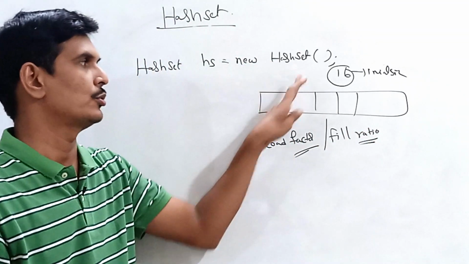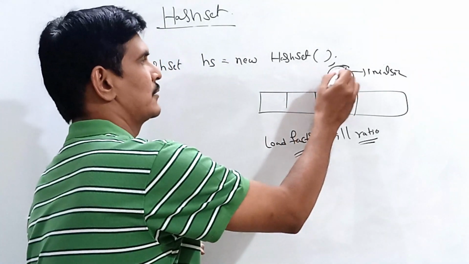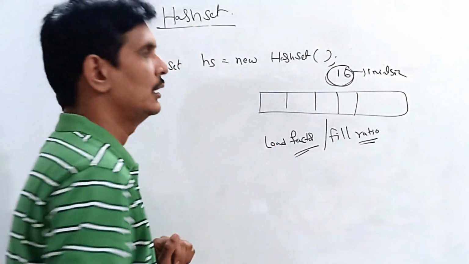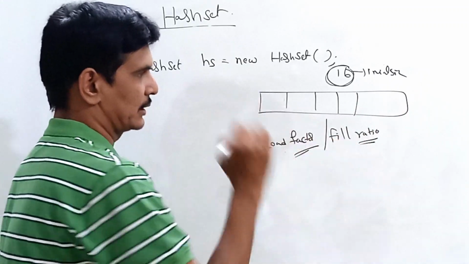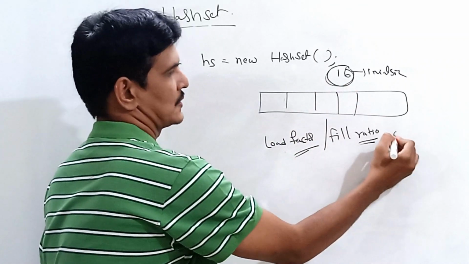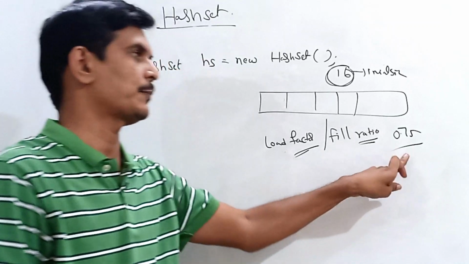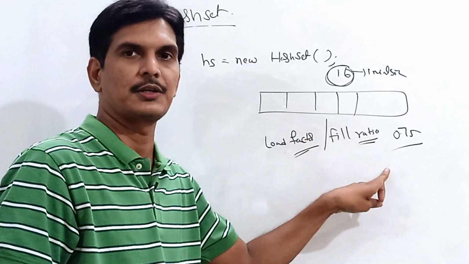So we need to understand two things here while creating the hash set object. One is that by default it is allocated 16, that is the initial size of the hash set, and we can increase the size also later. And one more thing is the load factor, or fill ratio. The load factor or fill ratio of a hash set is 0.75. This represents a percentage.